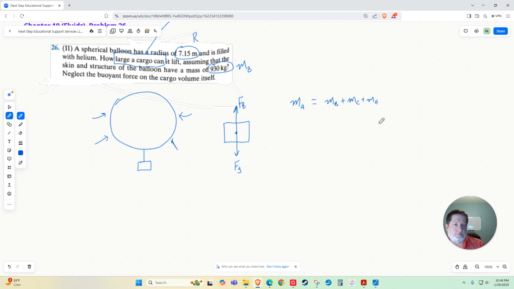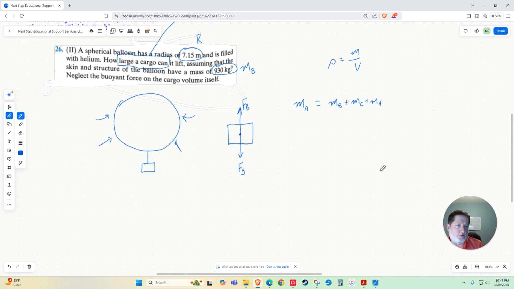So now for the mass of the air. Since we know density is mass per unit volume generically, I can replace any of these masses with the corresponding density and volume. So in the case of the air, that is certainly something we want to do.